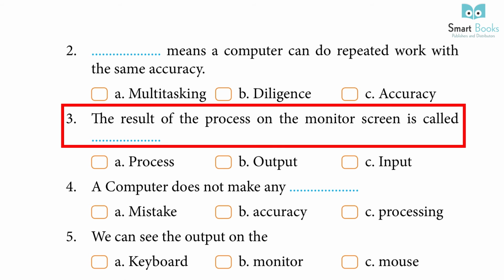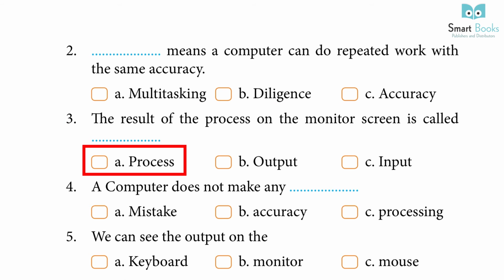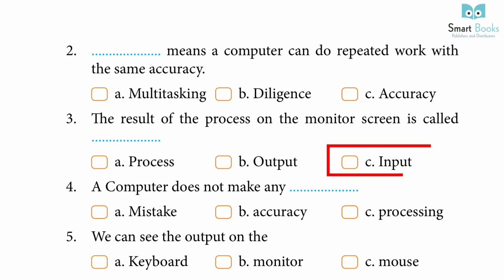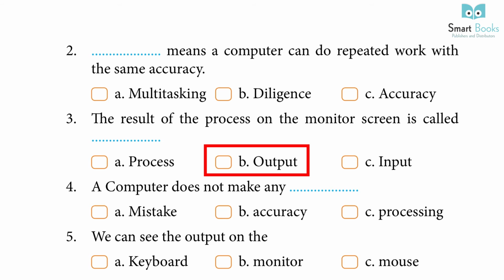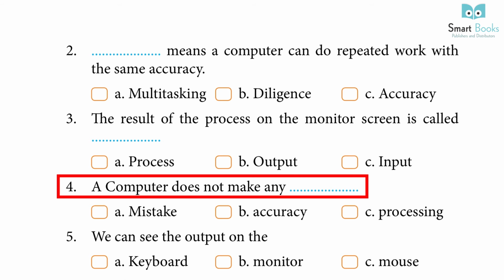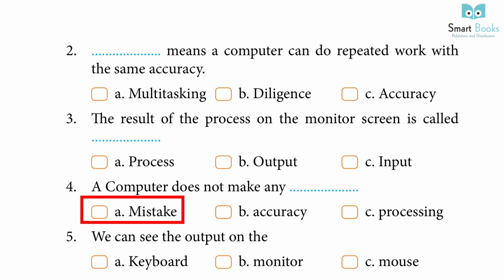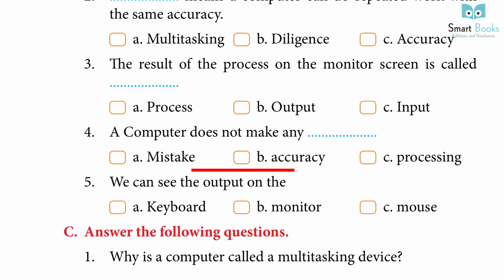3. The result of the process on the monitor screen is called dash. A. Process. B. Output. C. Input. Answer. B. Output. 4. A computer does not make any dash. A. Mistake. B. Accuracy. C. Processing. Answer. A. Mistake. 5. We can see the output on the A. Keyboard. B. Monitor. C. Mouse. Answer. B. Monitor.